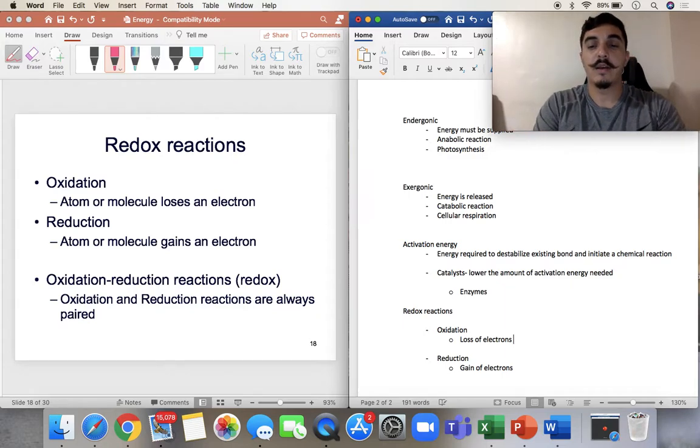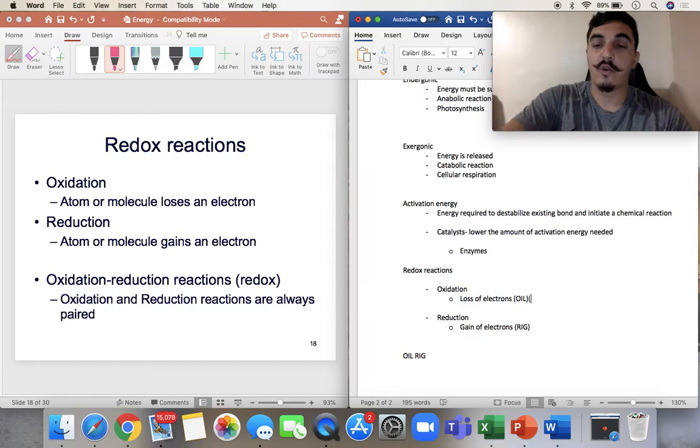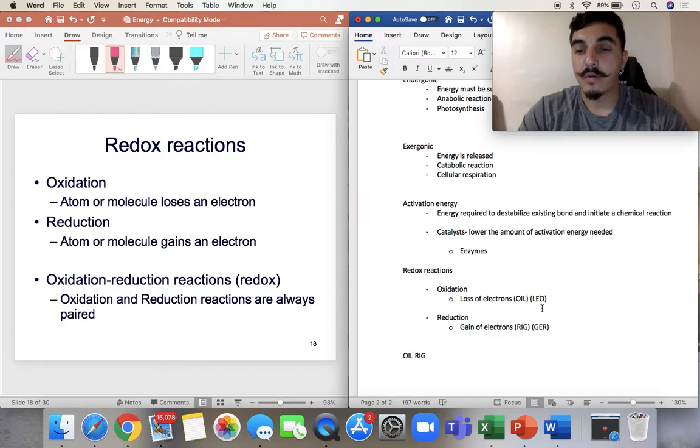So the way I remember it is, I don't know if anybody remembers, but oil rig. Oxidation is loss. That's how I remember. Oxidation is loss. Reduction is gain. Oil rig. There's also a term where you could say Leo goes Gurr. That would be the other one. I mean, what's going on right now? Leo goes Gurr, or the lion goes Gurr. I don't know. I like the oil rig better. So loss of electrons is oxidation, gain of electrons is reduction. Those are the words, so you can say any of those. That's just to remind you that during an oxidation reaction, there's a loss of electrons, and during a reduction reaction, there is a gain of electrons.